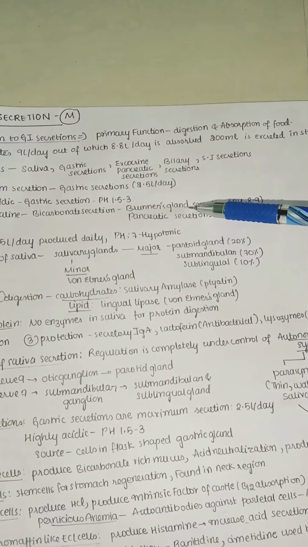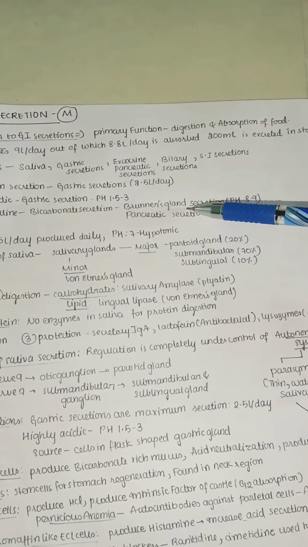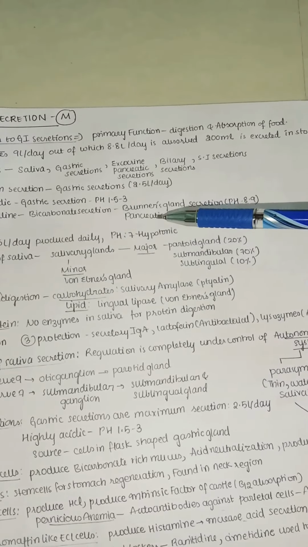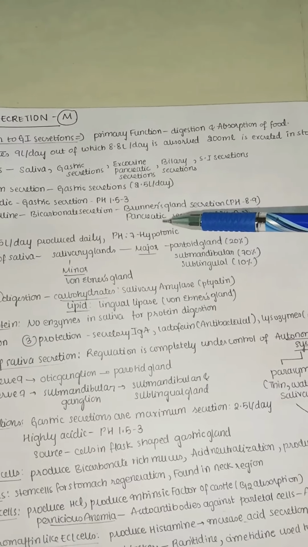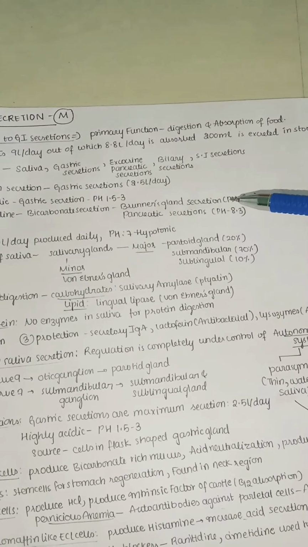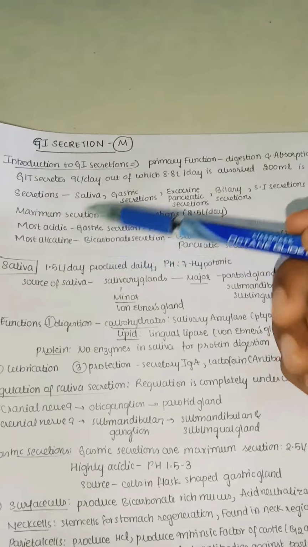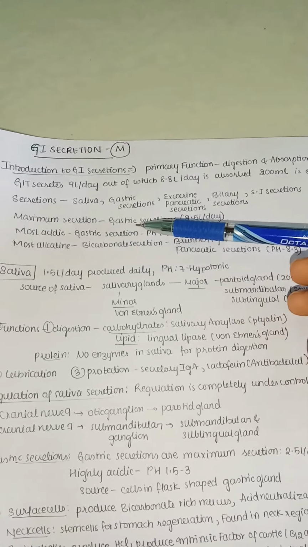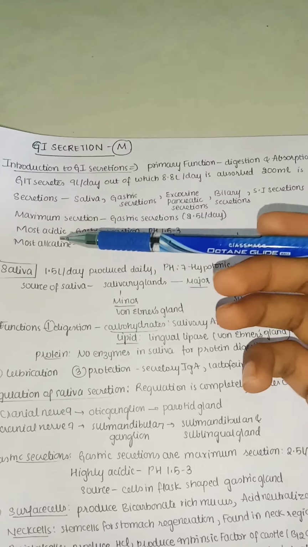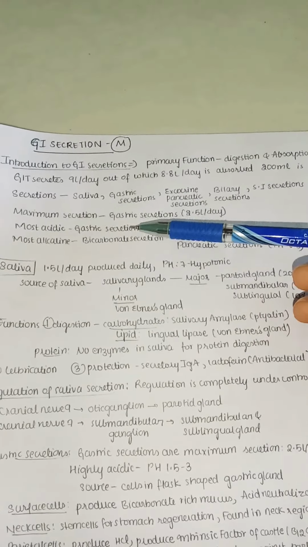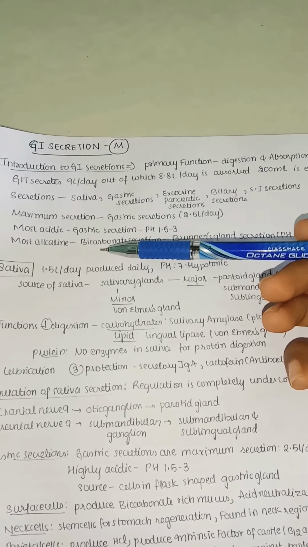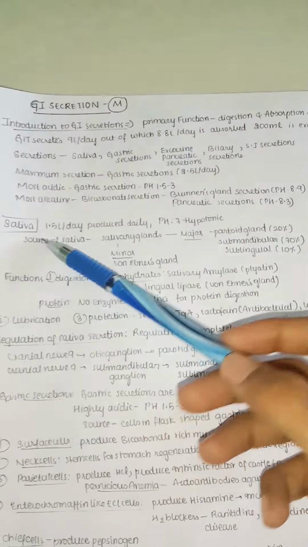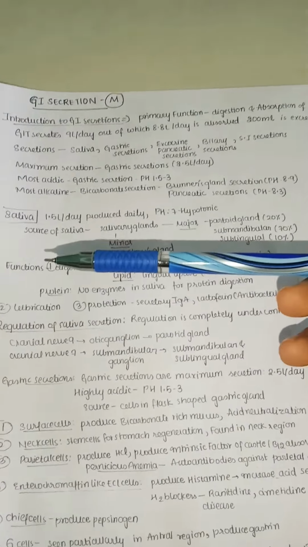Brunner's gland, of course, is in the duodenum, right? Brunner's gland is nothing but the small intestine secretion. Its pH is 8.9. And the next most alkaline bicarbonate solution is the pancreatic secretion from the pancreas. Its pH is 8.3. So once again let us revise. The maximum secretion from the GI system is coming from gastric secretions from the stomach, and the most acidic is also from the gastric secretions. The most alkaline is coming from Brunner's gland, and next it is coming from pancreatic secretions.